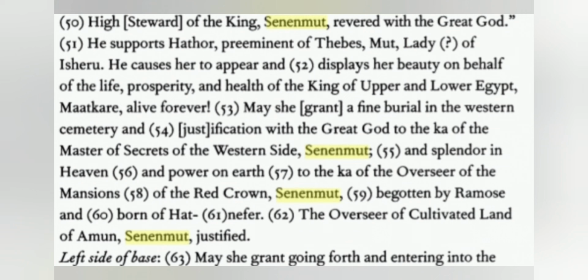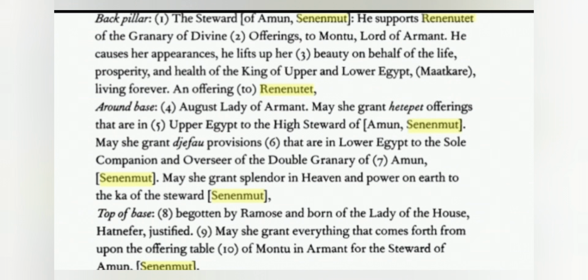So let's read again, because we're reading about what happened during that ceremony. And this is the back pillar. It says about Renetunet, it says the steward of Amun, Senemnut, he supports Renetunet of the granary of divine offerings to Mantu, lord of Amant. We know the Mantu being Amenhotep at this time. He causes her appearance. So remember the woman who was called Her Majesty, an unnamed woman who becomes the personification of Renetunet, we're getting the scoop that what caused her appearance was in fact Senemnut. Right? And this column is literally stating on this statue of Senemnut that he caused their appearance.